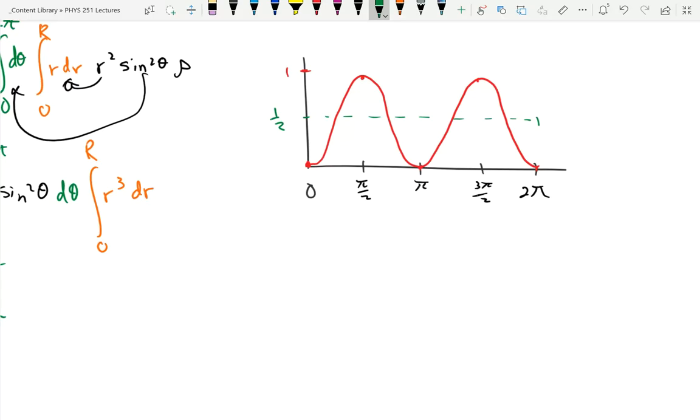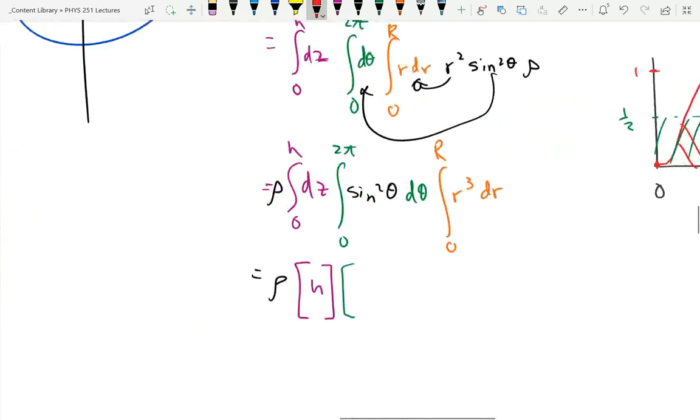Well, it's base times height. So the base is 2 pi, the height is 1/2. And so the integral, the area under this, which is either that green hash, which is the way I actually did the calculation, or the red hash, which is the true integral, is 1/2 times 2 pi, which is just pi.